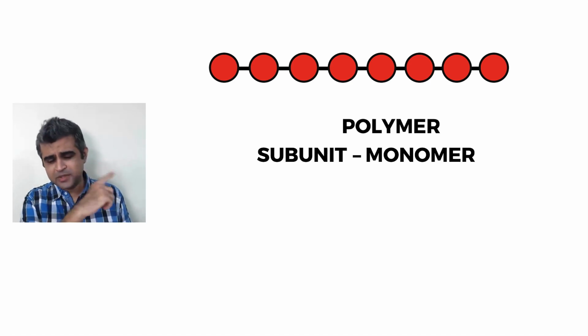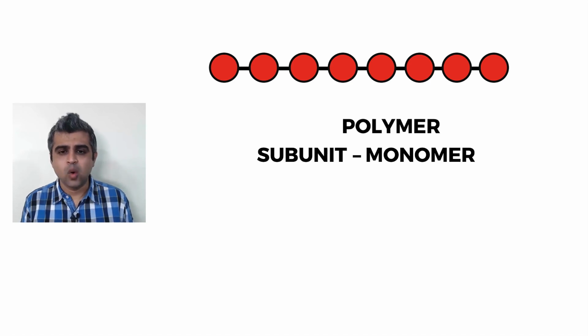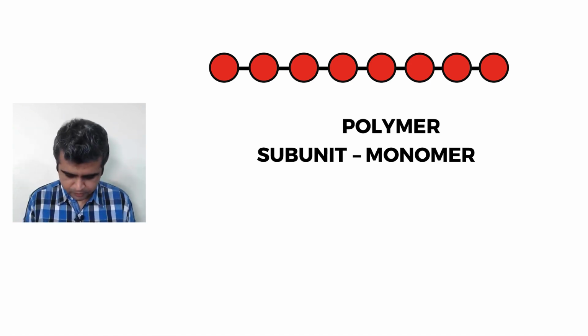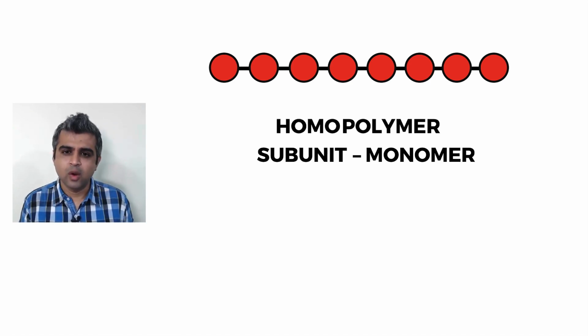Now, especially in this polymer, what you will notice is that all the subunits are the same. They are of the red type, which I have illustrated. That is why this polymer will be called a homopolymer. Homo meaning same.